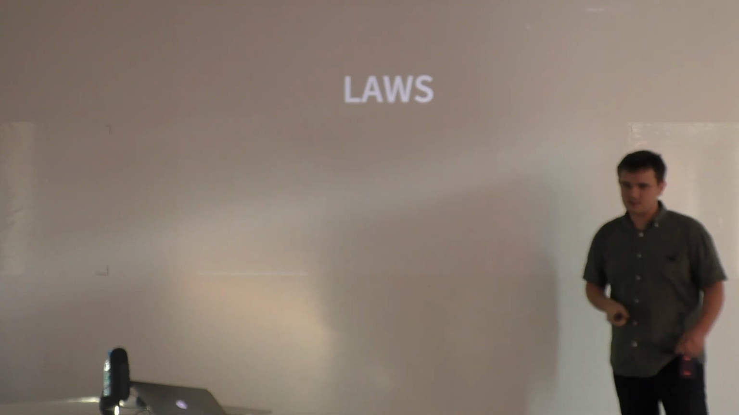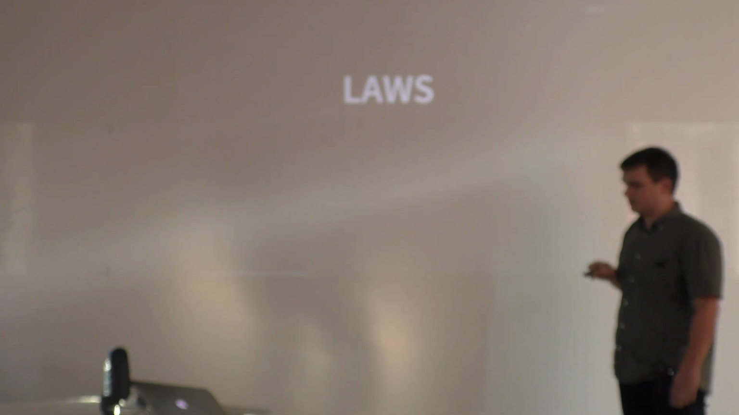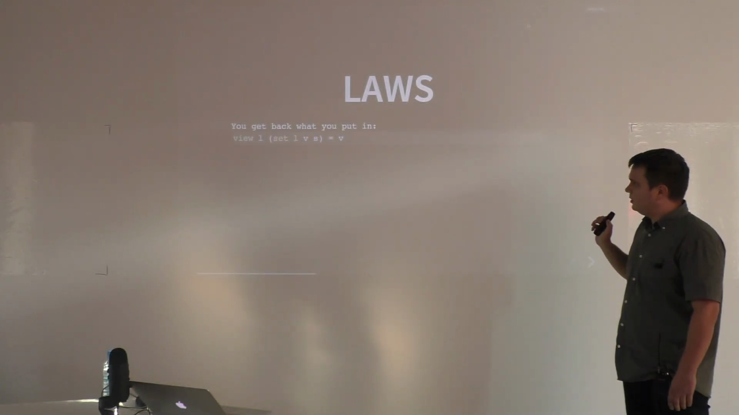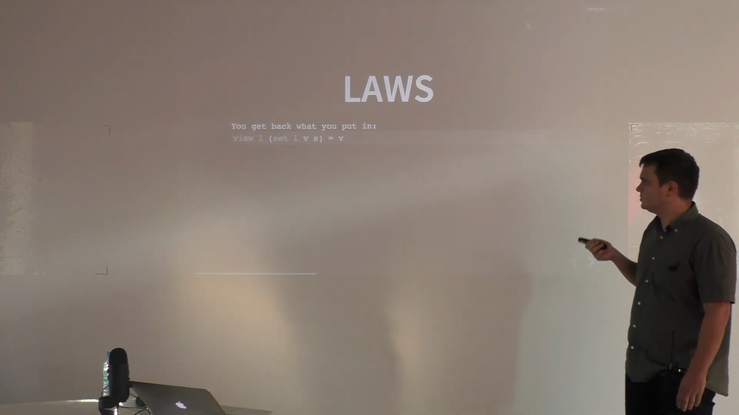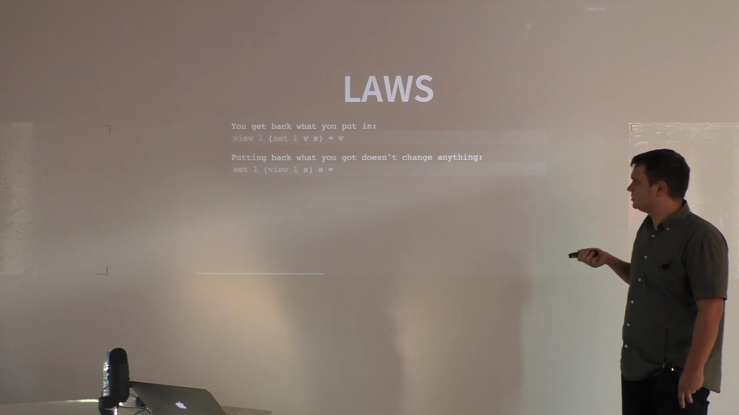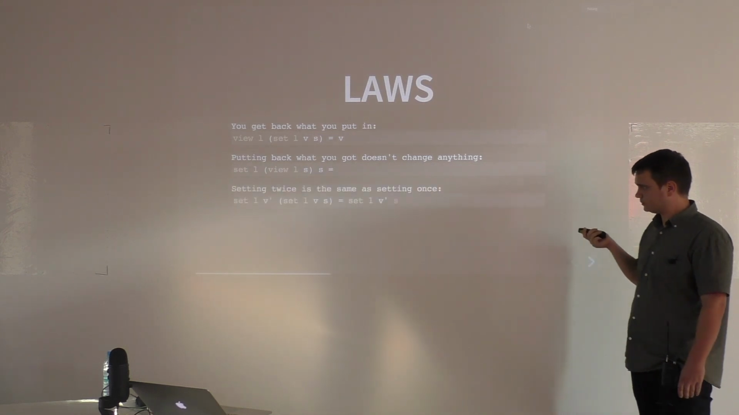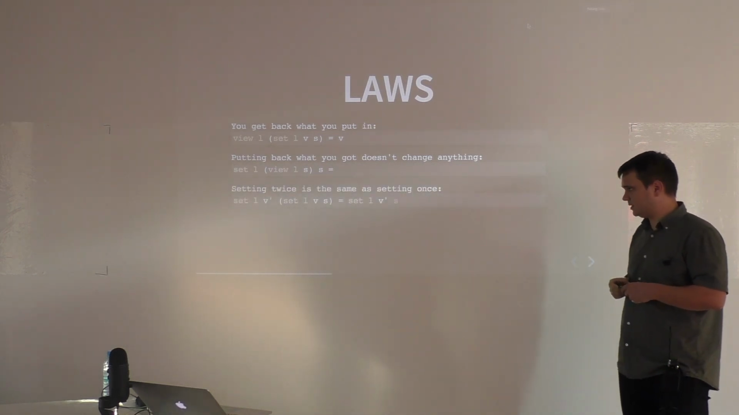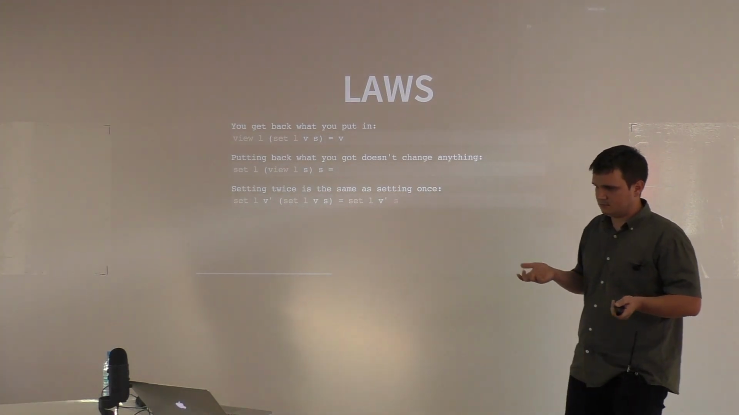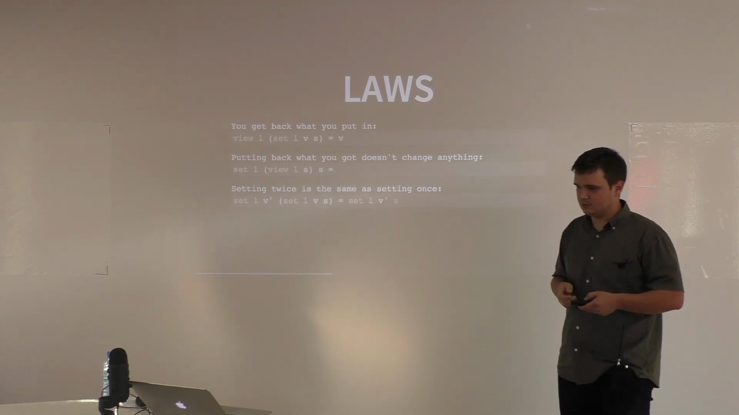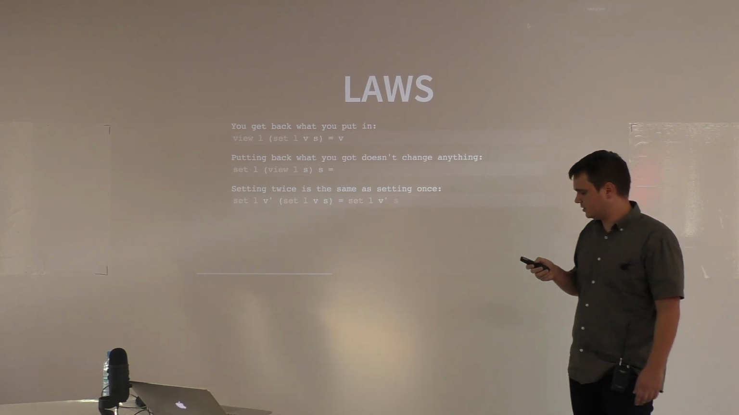Lenses also have to comply with some laws. It's quite important, so they work well. The first of them is you get back what you put in, nothing unusual. The second law is also straightforward: putting back what you got doesn't change anything, and setting twice is the same as setting once. Nothing unexpected here as well. I'm not even sure if it's possible to write code that wouldn't comply with those laws in a purely functional manner.